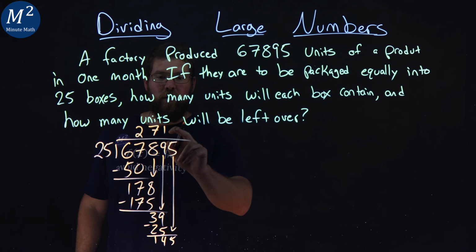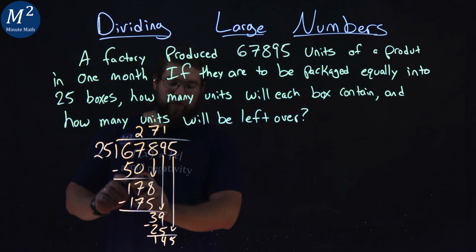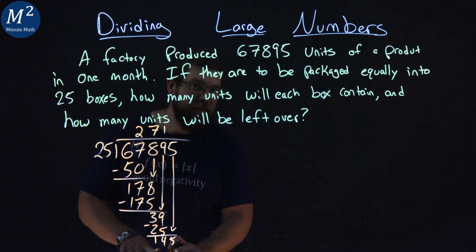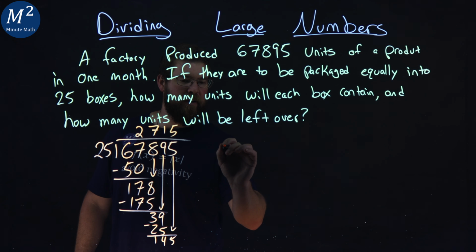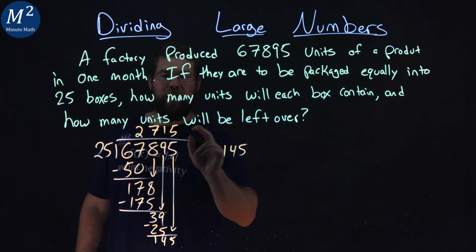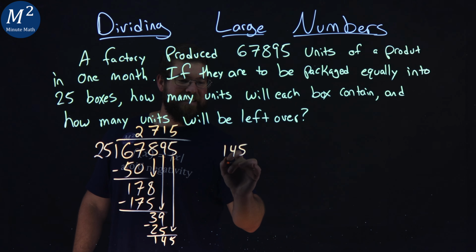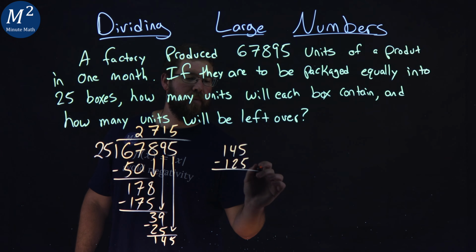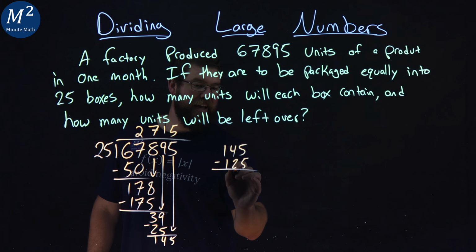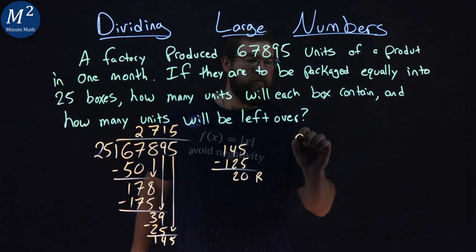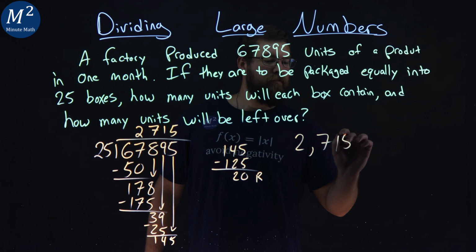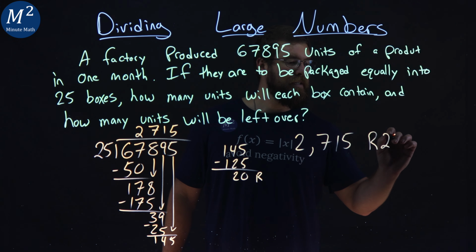At the end, we have a what times 25 gets me 145. That's going to be 5. It gives me a 125, so I'm going to write it right here, 145. All right, so 5 times 25 is a 125. Subtract the two, and we get a 20, and that's our remainder. So we have 2,715, remainder 20.